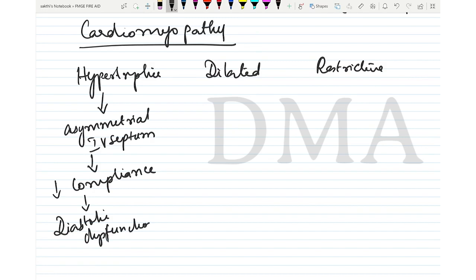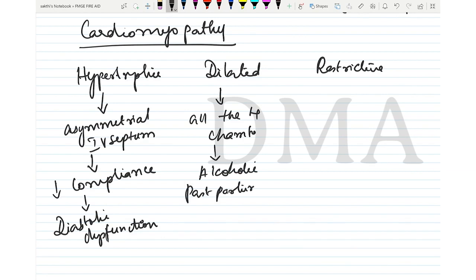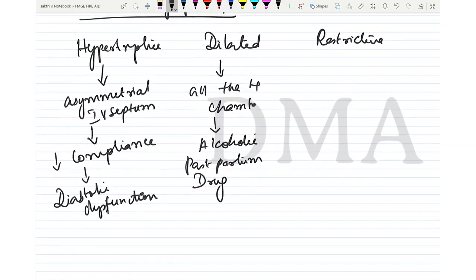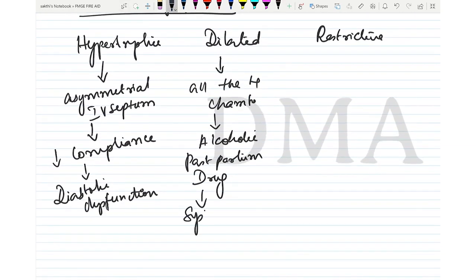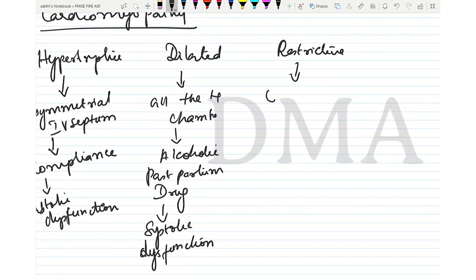Here the heart cannot contract properly, so it is an example of systolic dysfunction. And in restrictive cardiomyopathy, again the compliance of the heart is reduced because of accumulation of products within the heart, classically seen in glycogen storage disorders, endomyocardial fibrosis and so on, where the heart will not receive the blood. That is about restrictive cardiomyopathy, which is a diastolic dysfunction.